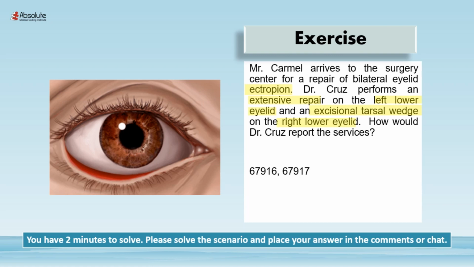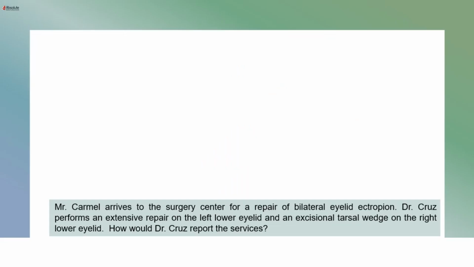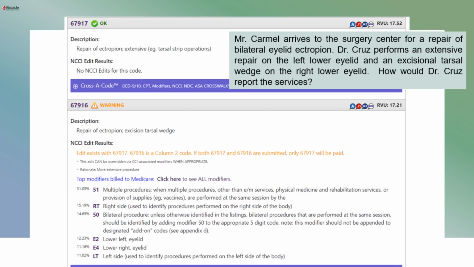So the codes here, 67916 and 67917. What we're going to do is check these codes. We're going to put them right here in this box, 67916 and 67917, and we are going to validate. So when we validate, here's what comes up.